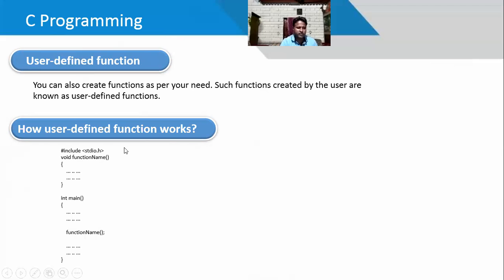Now user defined functions, like void function name, int main. For defining a user defined function, we define a return type and then the function name, like a void function name. This is a user defined function. Then how to call the function?